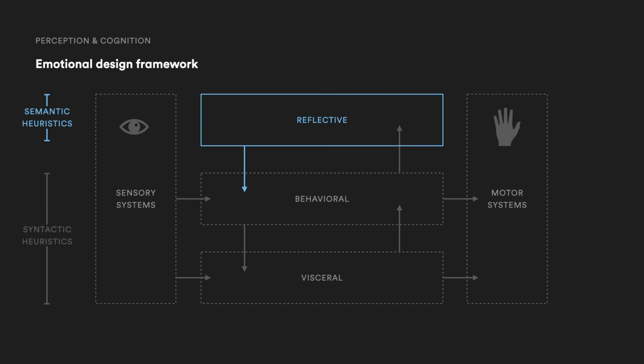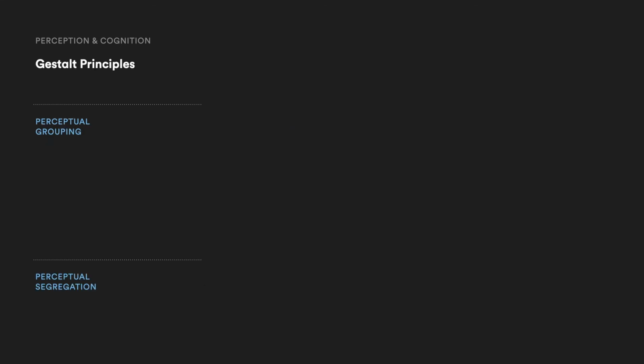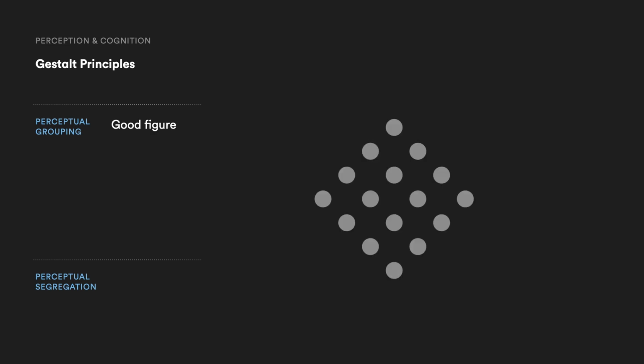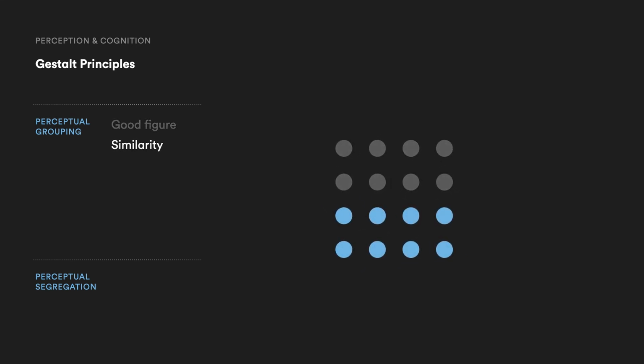Now, if we go back and talk about visceral heuristics for a second, that talks about our perception, and there's a lot of work done by the Gestalt theorists on how we perceive things. This breaks up into two different groupings. There's perceptual grouping and perceptual segregation. So in this principle called good figure, even though these are just separate elements on the page, we tend to see this as one, we tend to perceive it as one object, one structure. This here relates to similarity, so we tend to see these things as one thing and these things as another because they share something similar to each other.